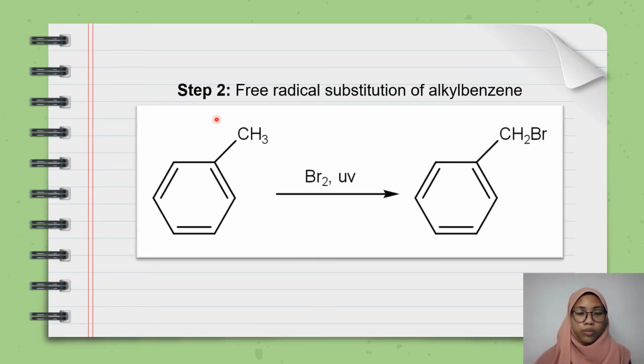Step 2. Free radical substitution of alkylbenzene. As you can see here, methylbenzene or toluene will react with bromine in sunlight to form bromomethylbenzene. Bromine will substitute one of the hydrogens here to form bromomethylbenzene.